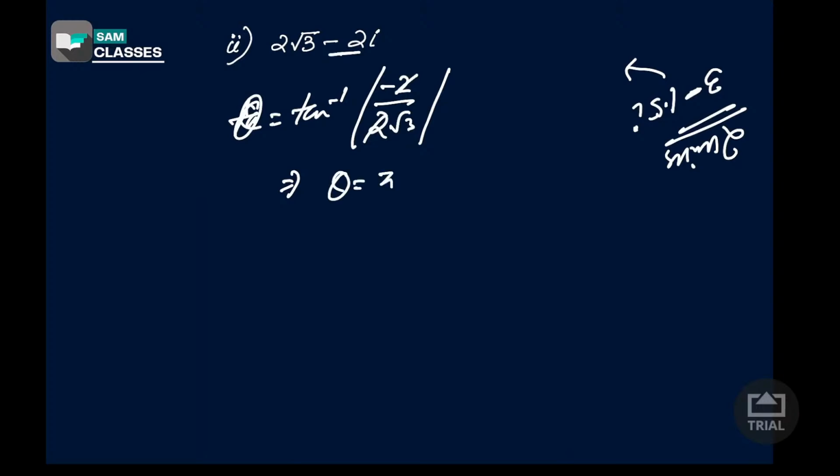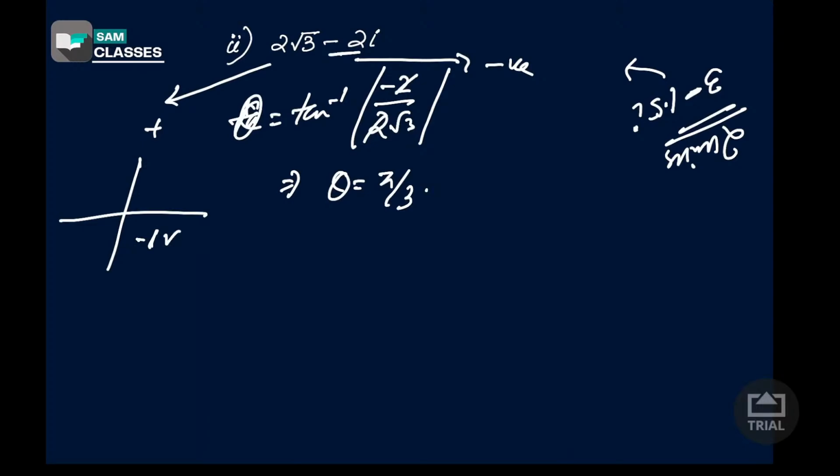So theta is equal to what? Pi by 3. Now which quadrant? X is positive, y is negative. One is positive, the other is negative. Correct. It is in the fourth quadrant. So in the fourth quadrant what do we have? Minus pi by 3. Correct.